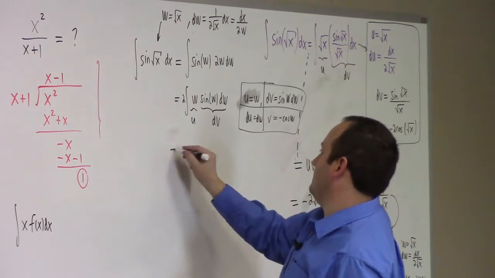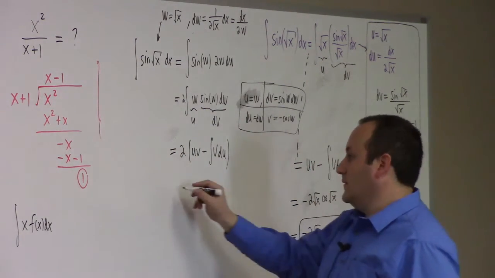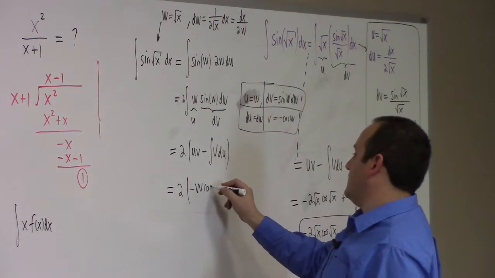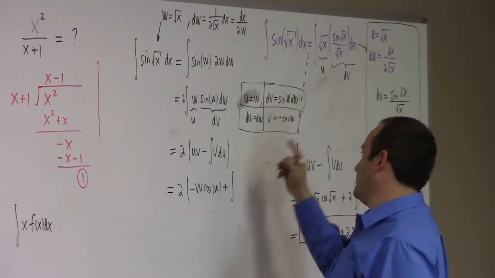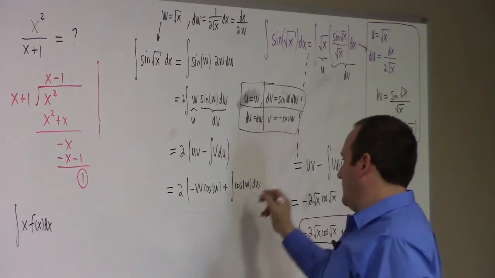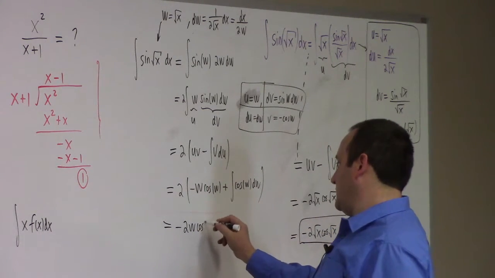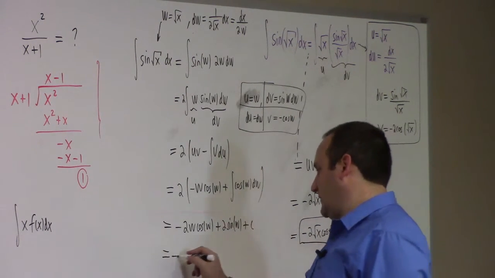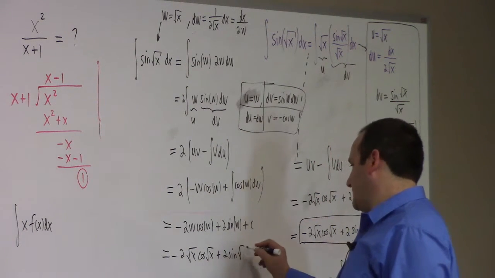So this is 2 times uv minus integral of v du by the integration by parts formula, which is 2 times minus w cosine of w minus the integral of, well, plus, because the minus and minus gives me plus, cosine of w dw. But of course the integral of cosine is sine. So I get minus 2w cosine of w plus 2 sine w plus a constant. In other words, I get minus 2 square root of x cosine of the square root of x plus 2 times the sine of the square root of x plus a constant.